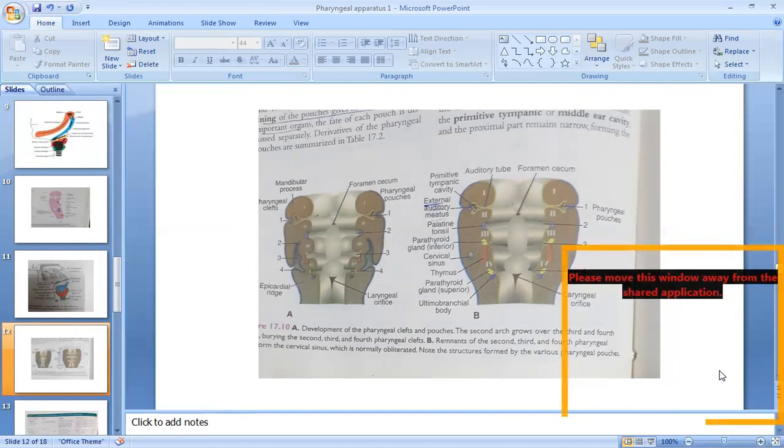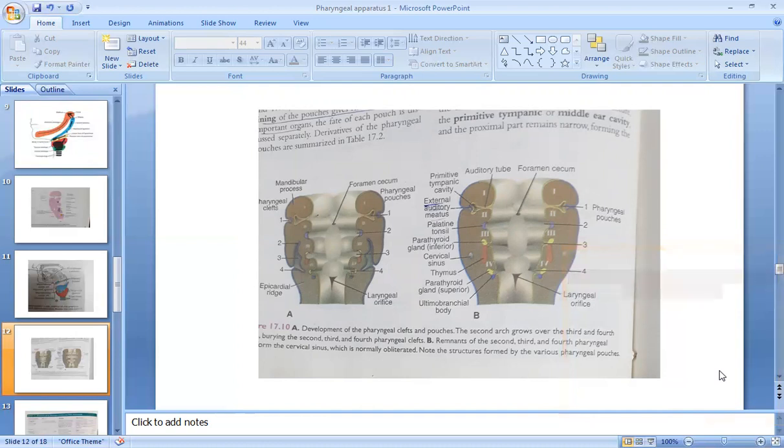From the pouches you can see, from the first pouch, the auditory tube or the eustachian tube will form along with the primitive tympanic cavity. This will be formed by the first pharyngeal pouch. The second pharyngeal pouch will give rise to the palatine tonsil and tonsillar fossa.